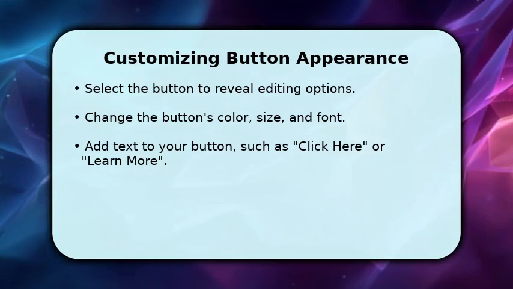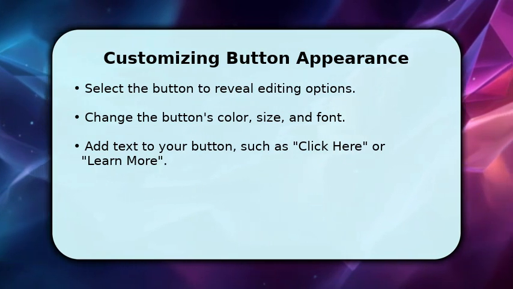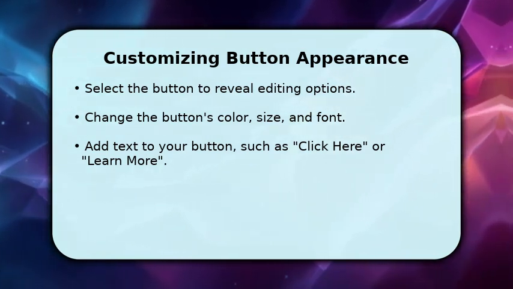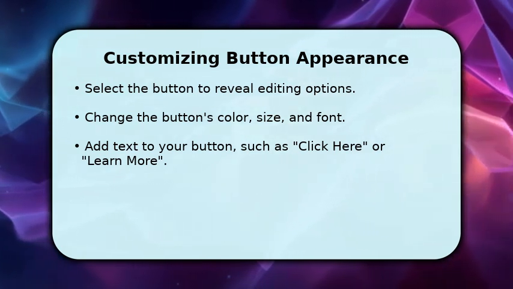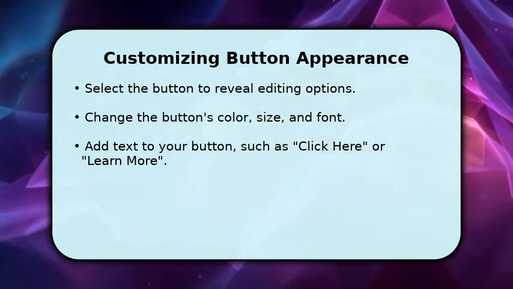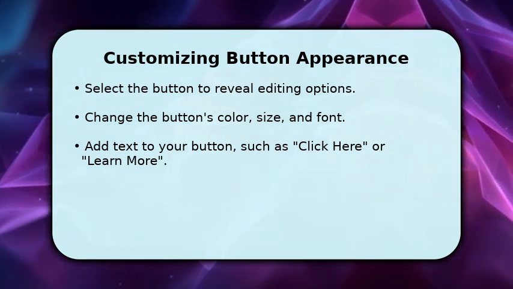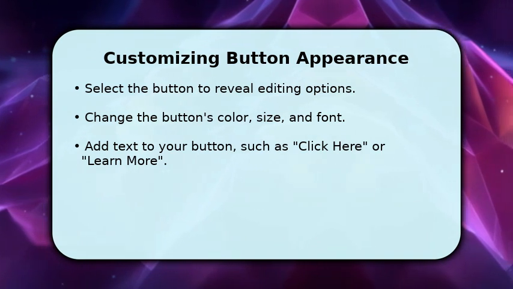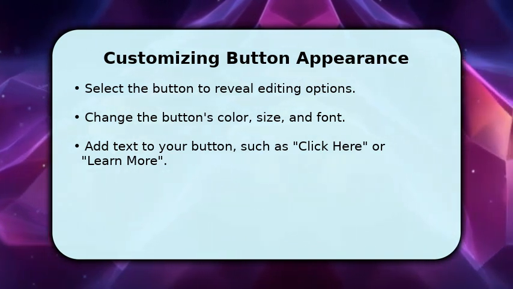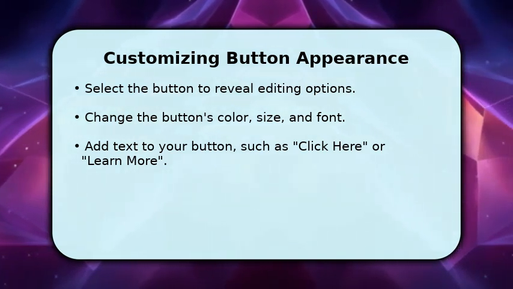Once your button is on the canvas, customization is easy. Select it to access the toolbar. Here, you can change its color to match your brand, resize it to fit your layout, and choose a font for your text. Add clear call-to-action text like "Download now" and adjust its position for perfect alignment. Make it visually appealing and effective.